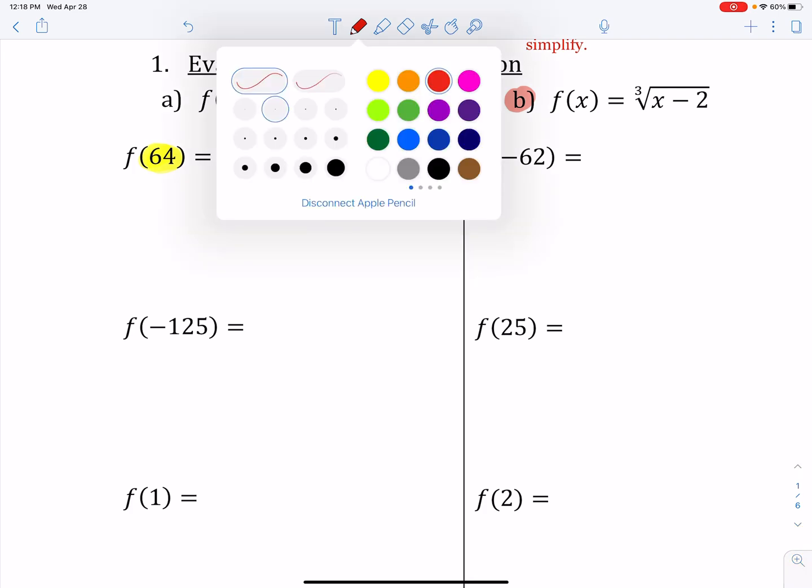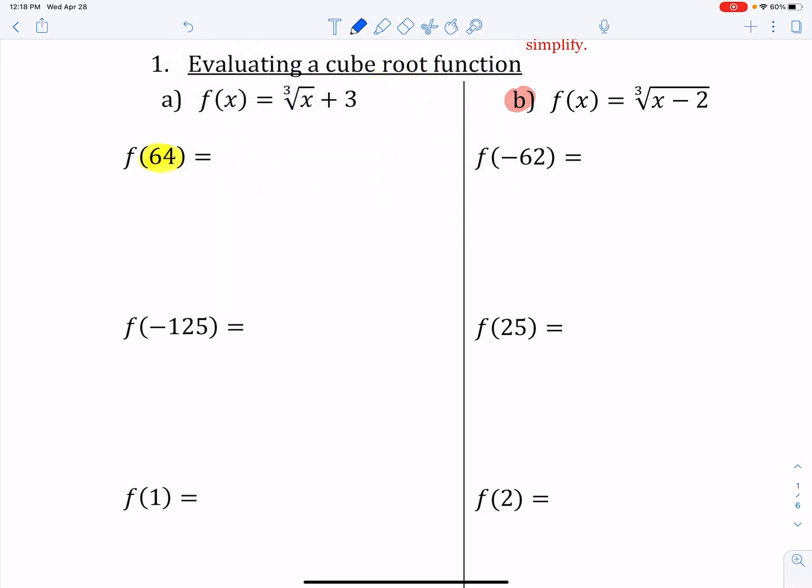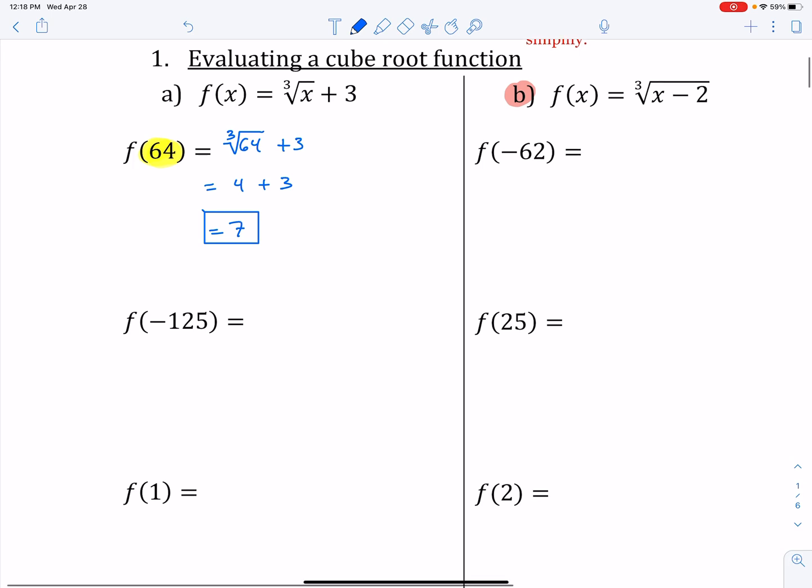So we're going to have, and I'm going to use blue here, the cubed root of 64, and on the outside plus 3. The cubed root of 64 is 4. And then plus 3, so our answer is 7. Answer is 7. Okay, next one, same thing here.